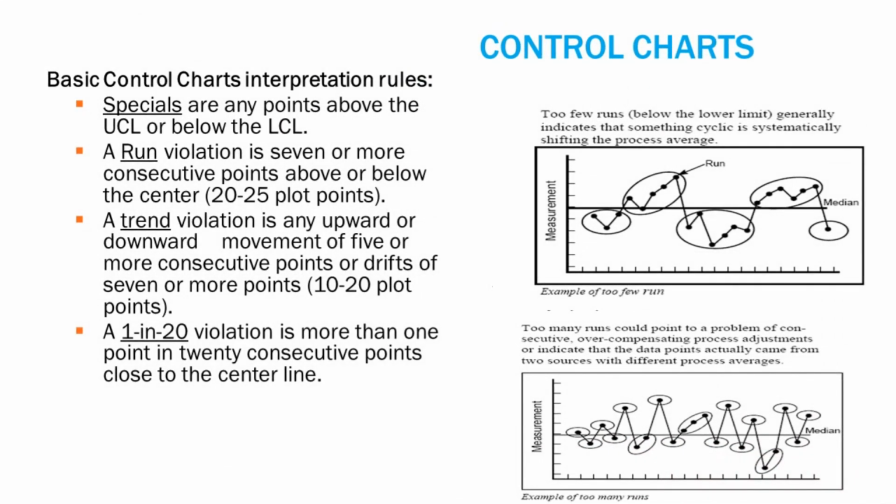Basic control charts interpretation rules. Specials are any points above the UCL or below the LCL. A run violation is 7 or more consecutive points above or below the center, 20 to 25 plot points. A trend violation is any upward or downward movement of 5 or more consecutive points or drifts of 7 or more points, 10 to 20 plot points. A 1 in 20 violation is more than 1 point in 20 consecutive points close to the center line.